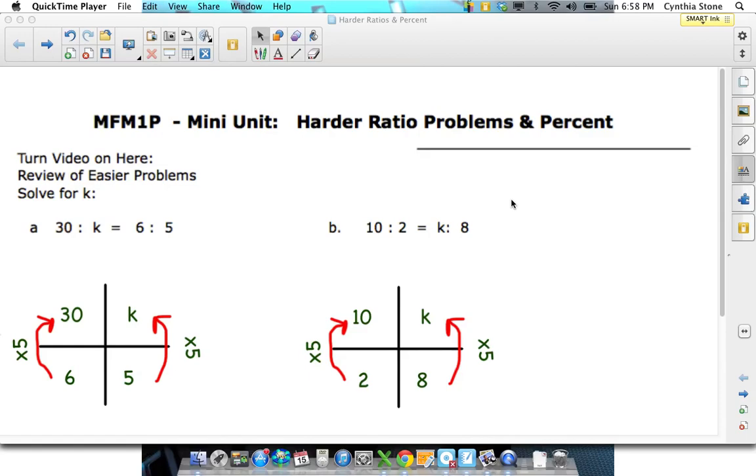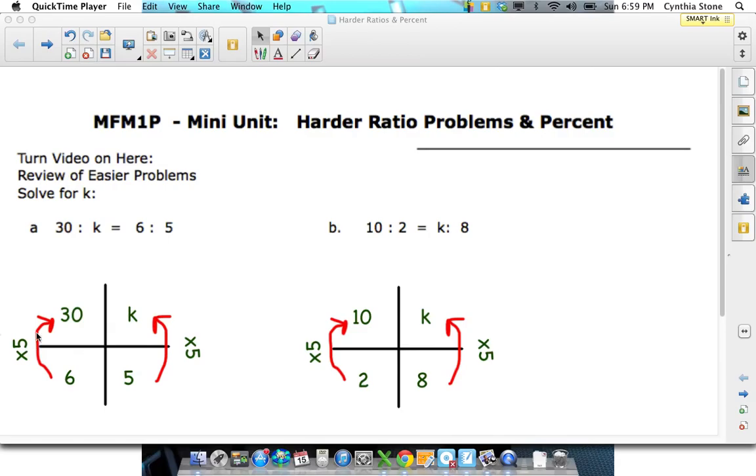To look at solving harder ratio problems. Percent is where we're going to lead to, but in today's lesson, it's going to be just the ratio problems. And the first problem here, as you start writing, 30 to k equals 6 to 5, and that's how I would say a ratio. And you'll remember this is how we solved it earlier in the semester, where you write out the 30 and the k and the 6 and the 5, you make a box or an X, and you look at the relationships, okay?